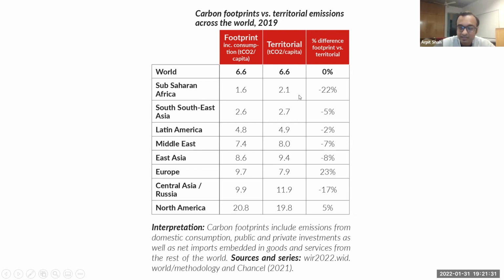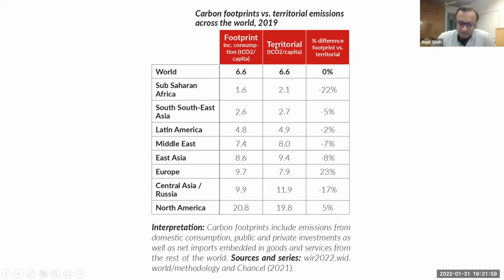Which kind of makes this interesting, right? Because it's possible for rich countries in North America and Europe to export their consumption to other parts, so export manufacturing to other parts of the world. This would reduce their territorial emissions, allowing them to fulfill their climate agreement targets while not reducing their consumption. So without addressing climate change, it's possible for you to meet your climate agreement targets.